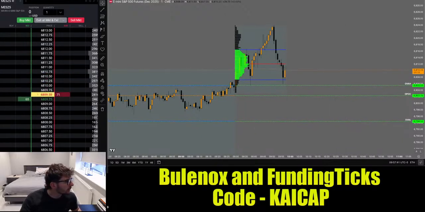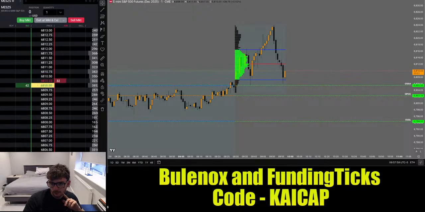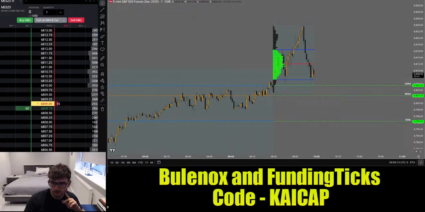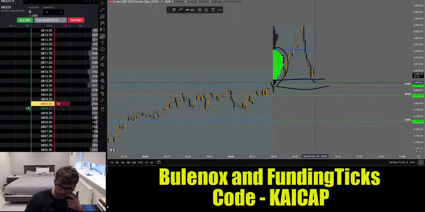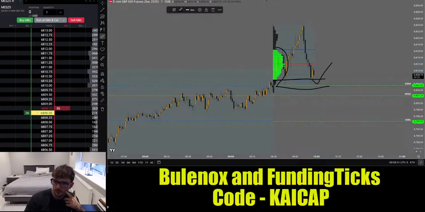Not opposed to a long off of overnight value area high here. Pretty D-shaped profile, which is a nice confluence for this long here, fading the bottom end of the current profile and having the overnight value area high as a little tap, going for a 1-to-1.